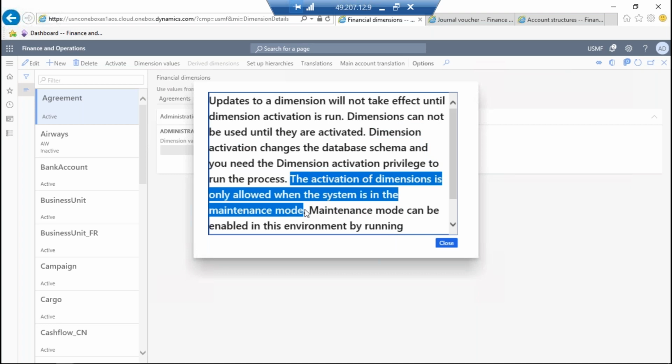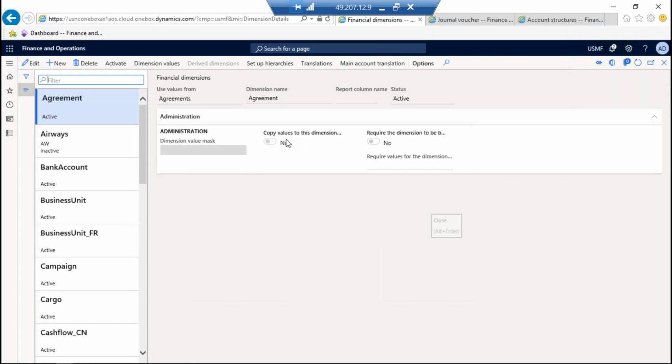Maintenance mode means, if you want to access this application, it will be a cloud environment, always cloud environments. In a cloud environment, you will have an LCS link. In that LCS link, on the left side there will be maintenance mode on and off. You can turn it on, do the changes, and turn it off. So if you want to activate any financial dimensions, you can do it only in maintenance mode. It is a very simple form. Currently we don't have LCS links, that is the reason I'm not able to show you, but we can do that. Otherwise, you can also do it through a SQL query.